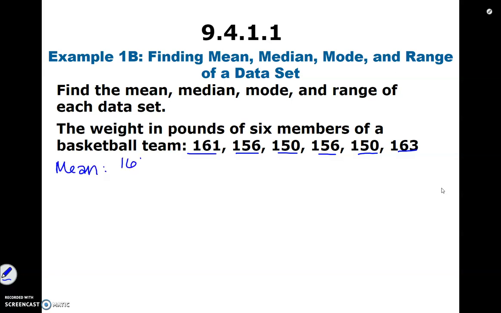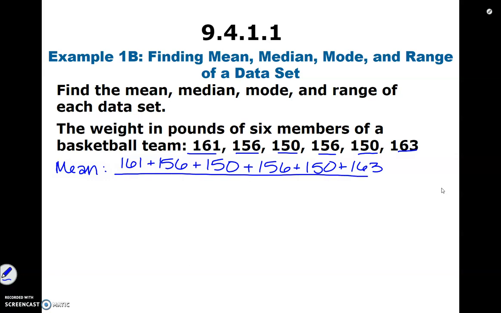So mean, of course, I'm going to take all of my values and add them up. 156, 150, 163. And like I said, there are 6 of them. So I'm going to divide my total by 6. And if I very quickly add these values together, okay, I get 936. And I'm going to divide that by 6. I get a mean of about, well, it's exactly 156 pounds. Okay, I would say rounding to the nearest tenth would be appropriate. In this case, it's exactly 156.